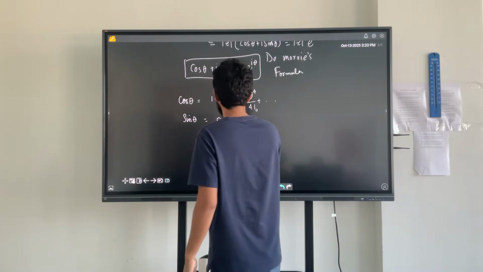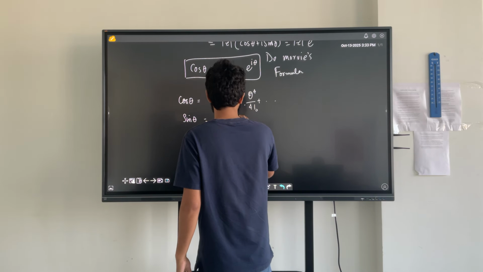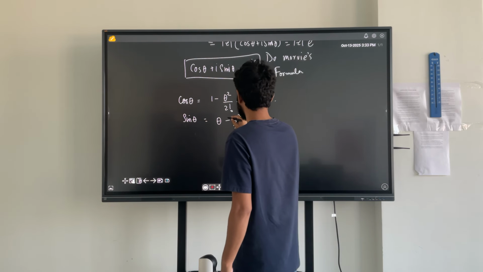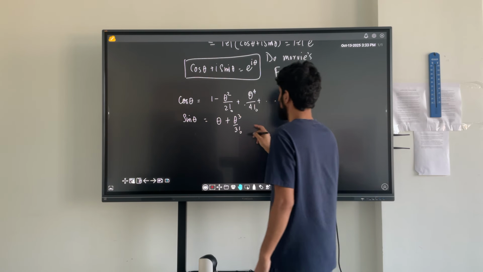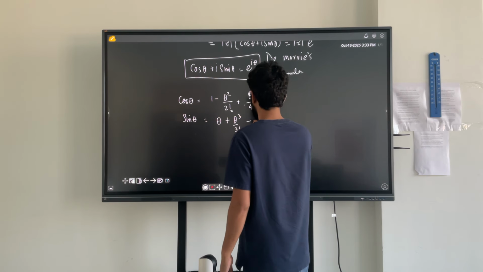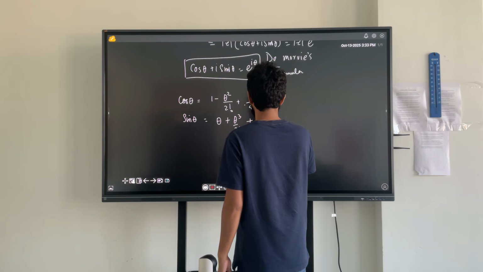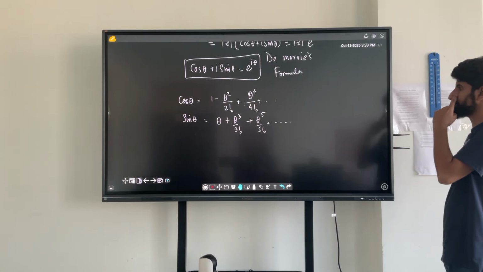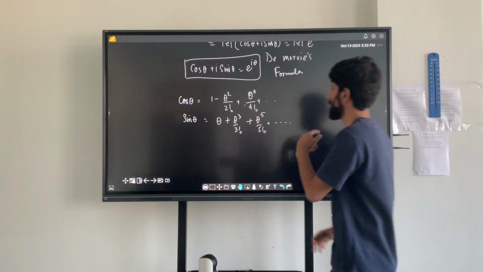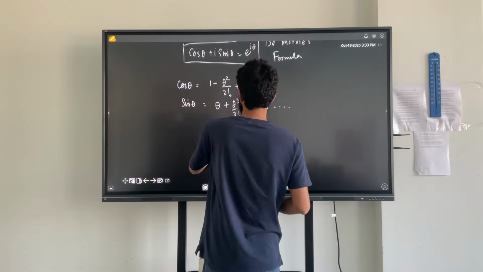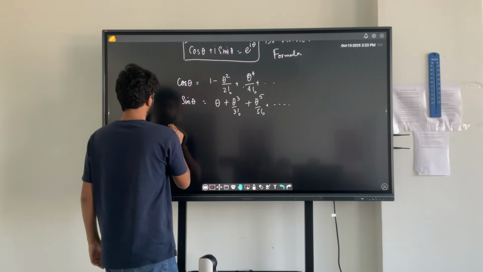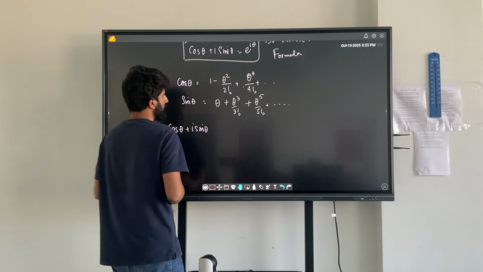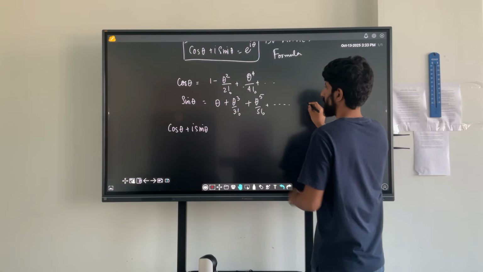And sin is theta minus theta cube by 3 factorial plus theta to the power 5 by 5 factorial plus so on. Is this minus or plus? Yeah, I think there might be a minus sign here. Okay. So now, what is cos theta plus i sin theta? I'm a bit worried about this.